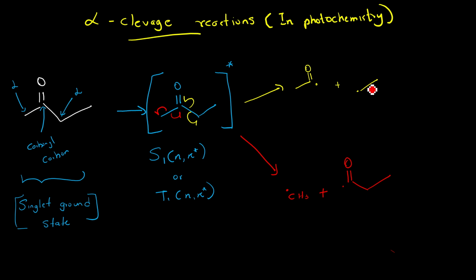I have made a small mistake here. This is CH2 and CH3, just to make sure. Here we have only the CH3 part, that's why I have only one radical here. We call this type of cleavage homolytic cleavage, if you remember. This is a homolytic cleavage.